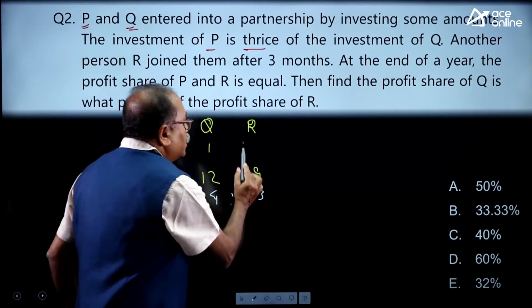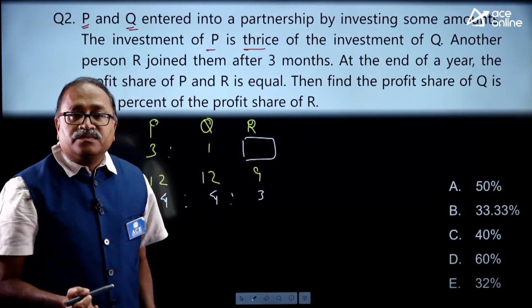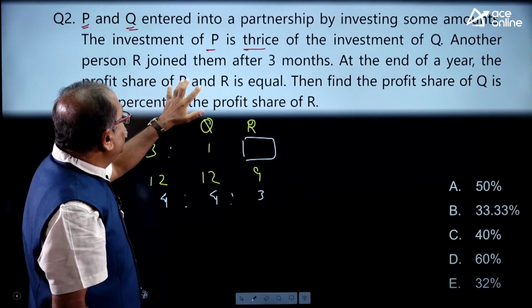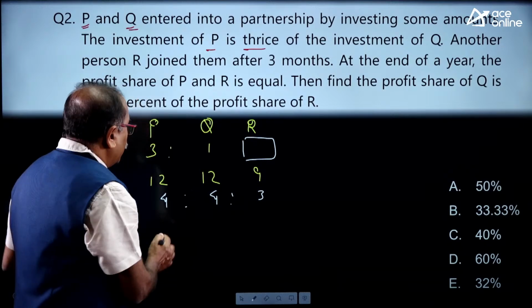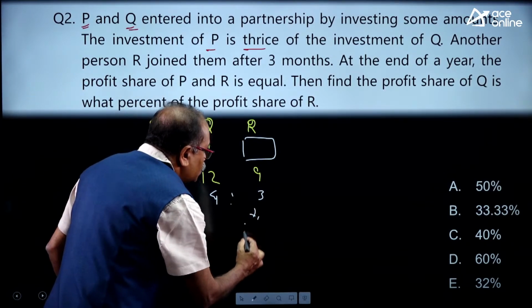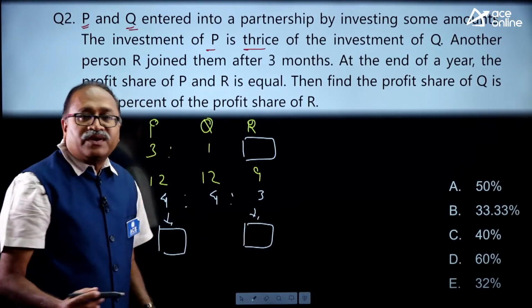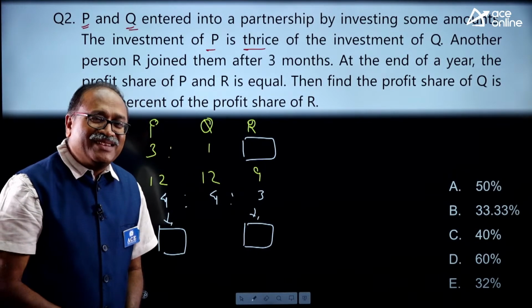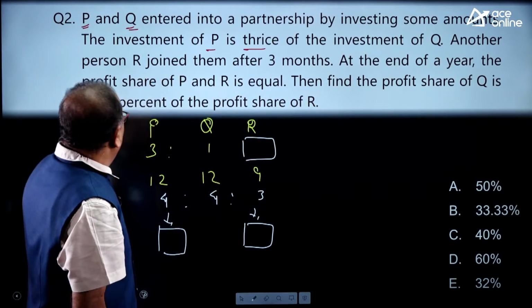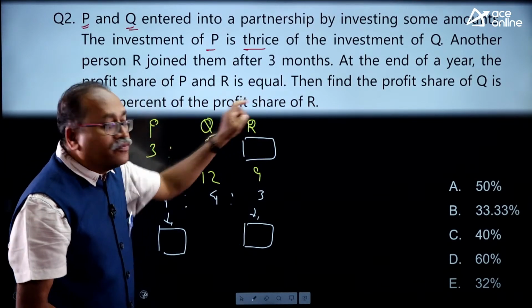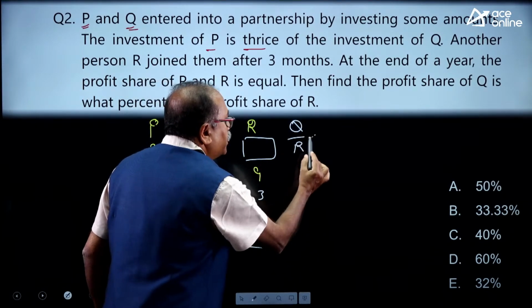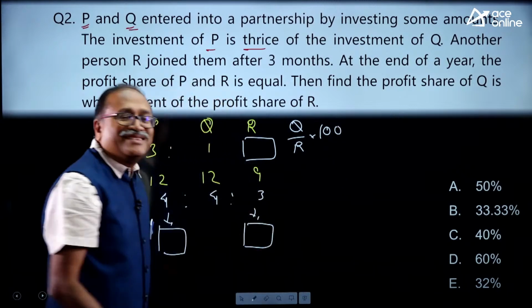What I do not know is how much R invested. Okay, at the end of the year, the profit share of P and R is equal. So here the profit share of P and R, these two are equal. That's what it says. Hope you are understanding by this time. Okay, then find the profit share of Q as a percentage of the profit share of R. Q by R into 100. That is what the question asked.